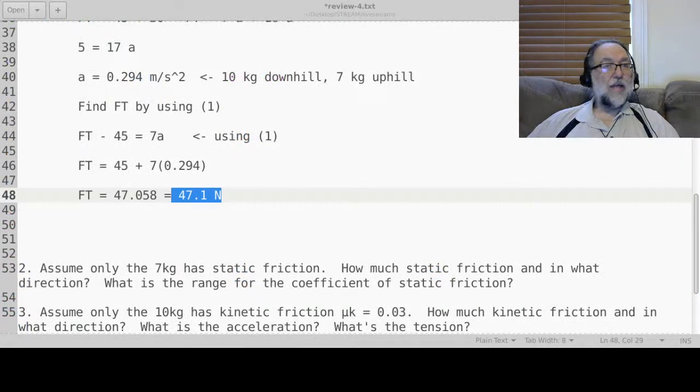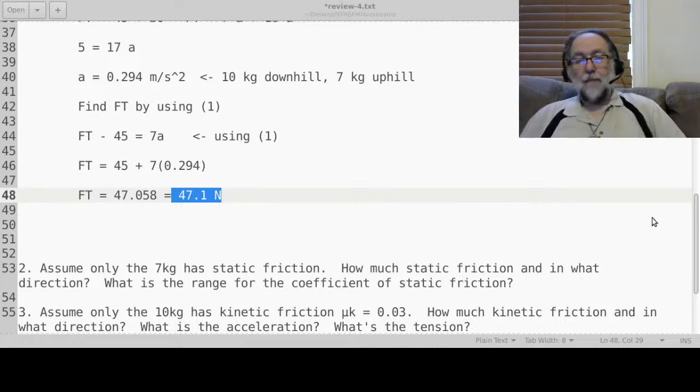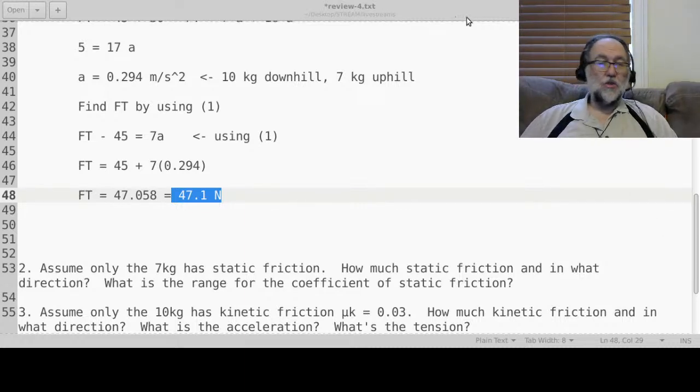Let me see if you have any questions in the chat here. Oh, it looks like you're okay. Everyone okay so far? All right. Let's go on then to questions 2 and 3.